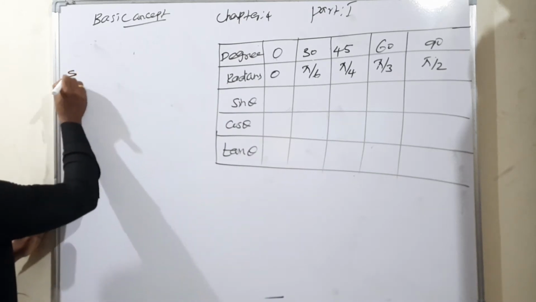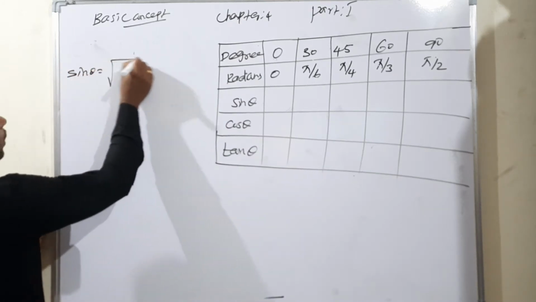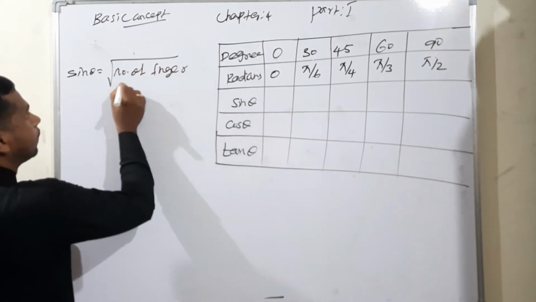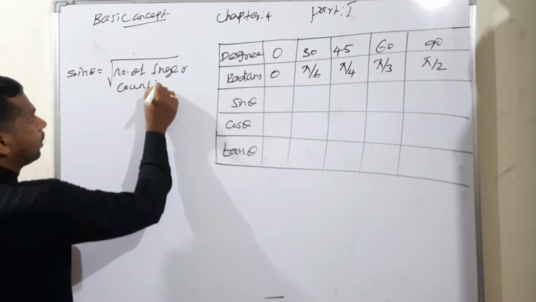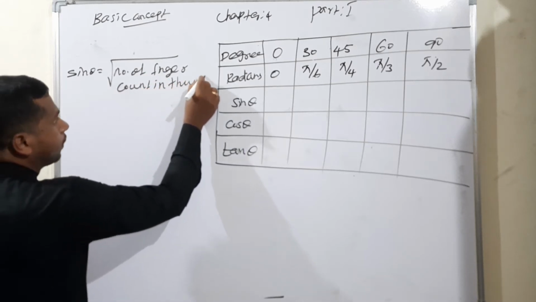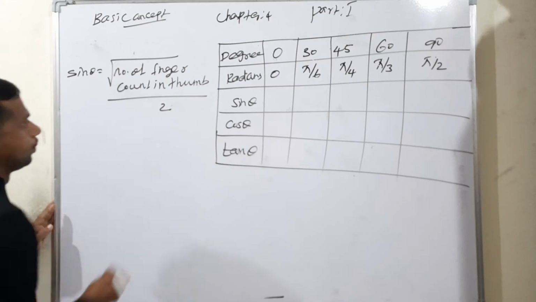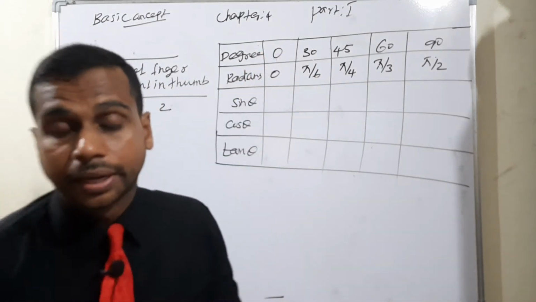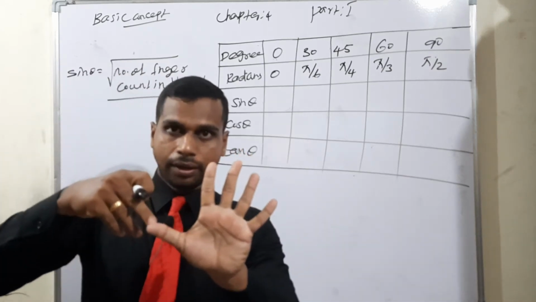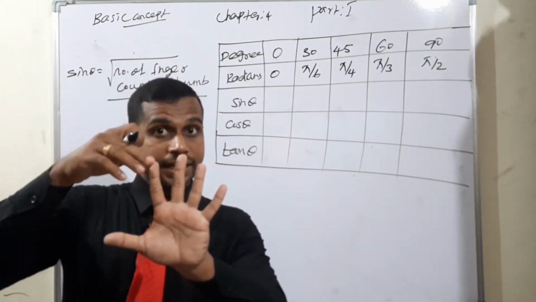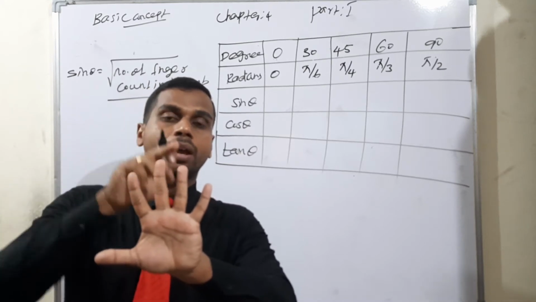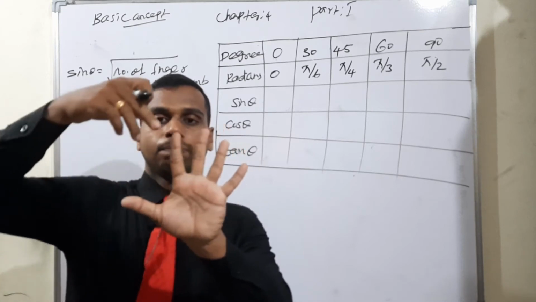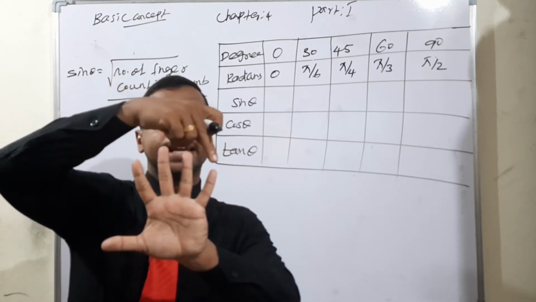So what is the meaning of sin theta? Sin theta means square root of the number of fingers counted on the thumb side, divided by 2. Example, sin 0. Number of fingers counted on the thumb side. This is called the thumb finger, this is the index finger, this is the middle finger, this is the ring finger, and this is the little finger. These are 0, 30, 45, 60, 90.